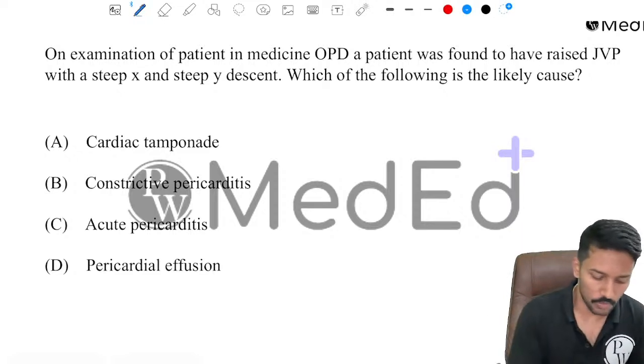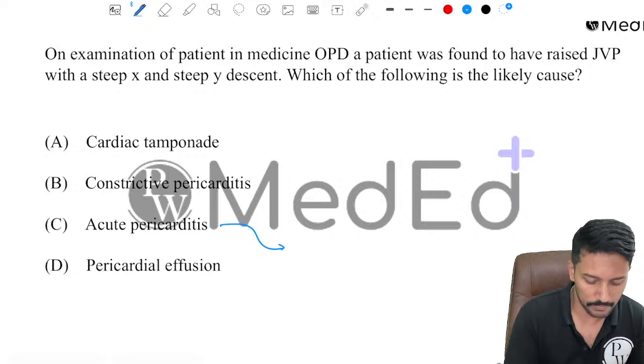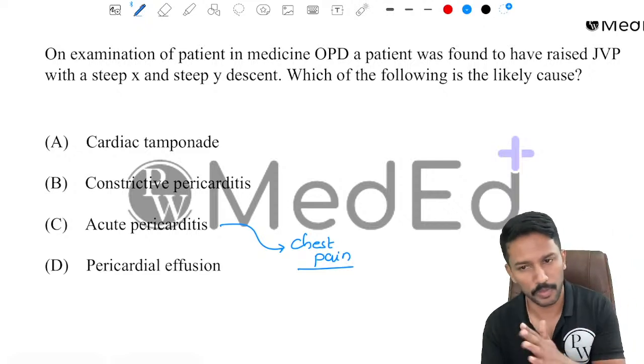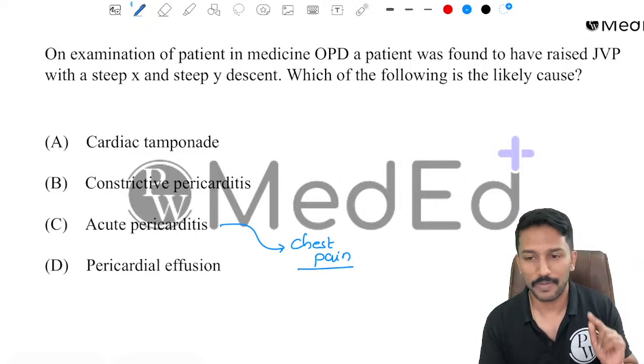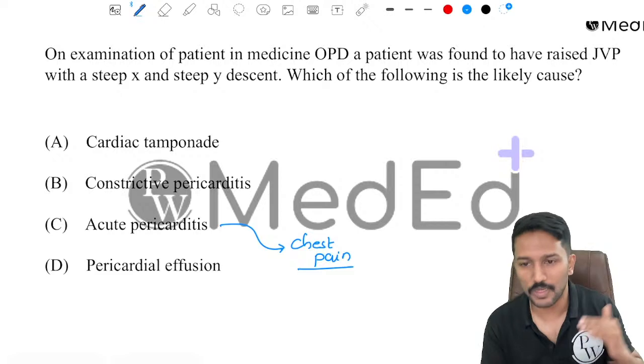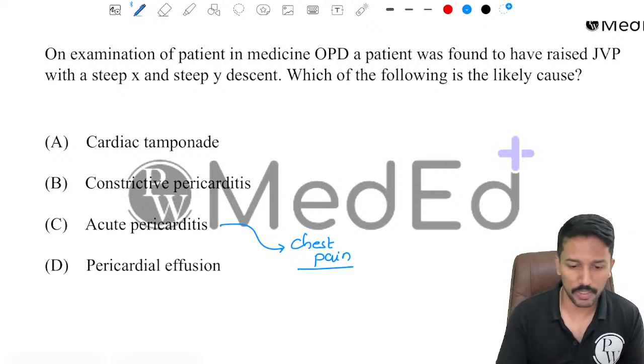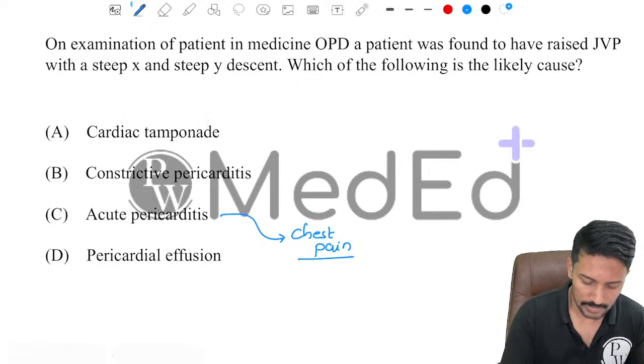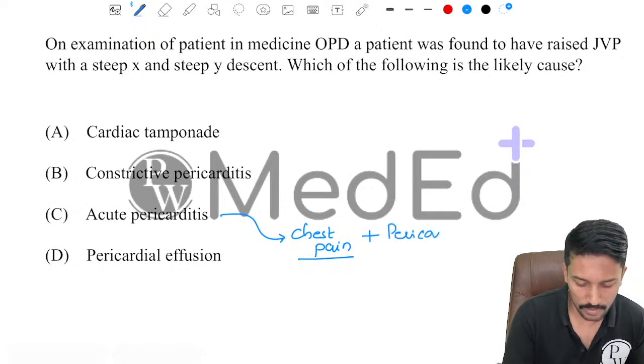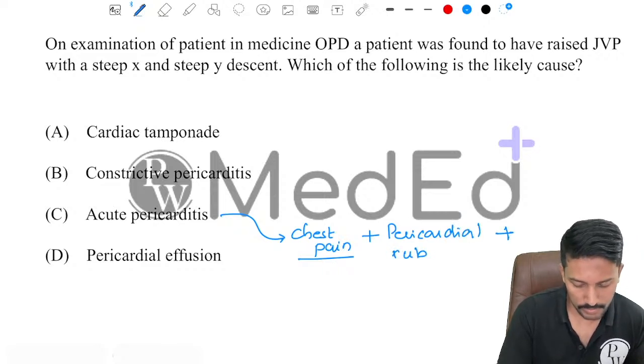Acute pericarditis, all that it will cause is chest pain. We have discussed multiple times how to differentiate the chest pain of acute pericarditis from MI, right? The chest pain of acute pericarditis will have a relationship with respiration. It worsens on inspiration and improves on expiration. The chest pain of MI will not show such differences. The second thing is this will be associated with pericardial rub. Then the third point is that it shows ECG changes.